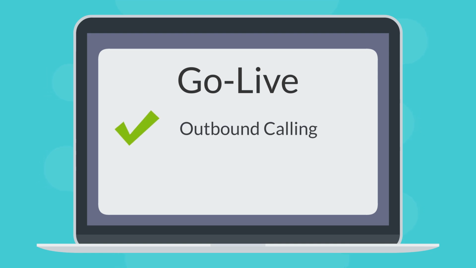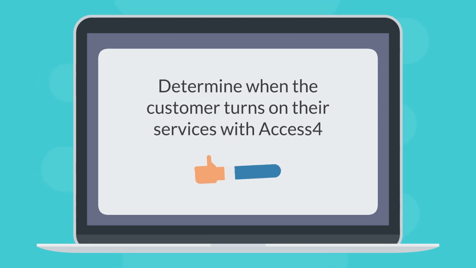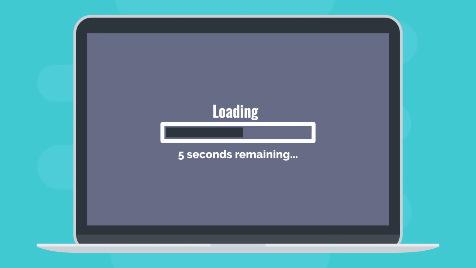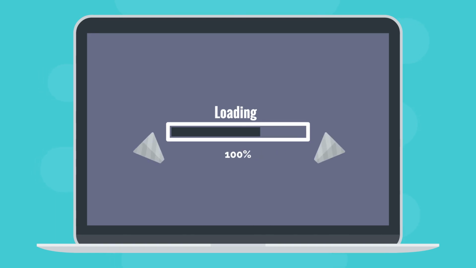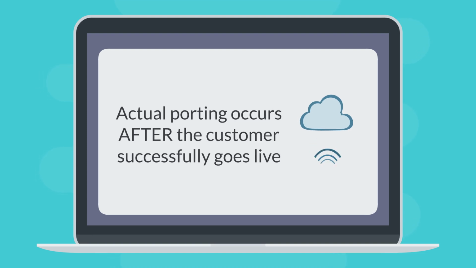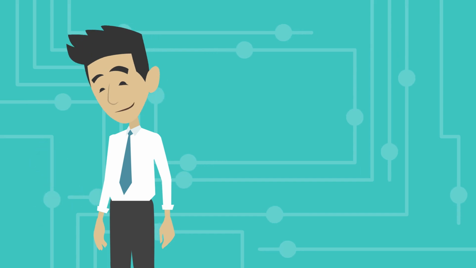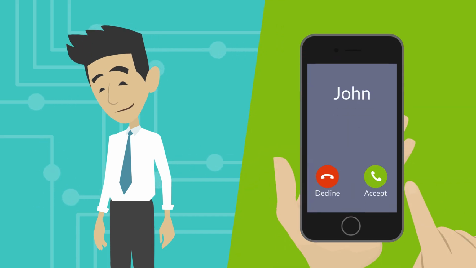When your customer is live, their services allow for outbound calling, and if you have set up retail billing, charges will start automatically. With FastPort, you can determine when the customer turns on their services with Access4, ensuring a smooth transition for your customers. The actual port can then occur after the customer successfully goes live using FastPort. This process effectively delivers the call as if Access4 is currently hosting the number.